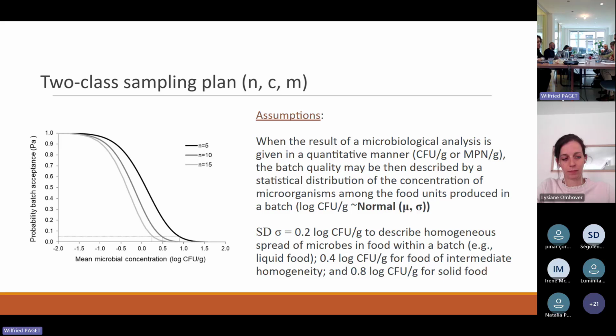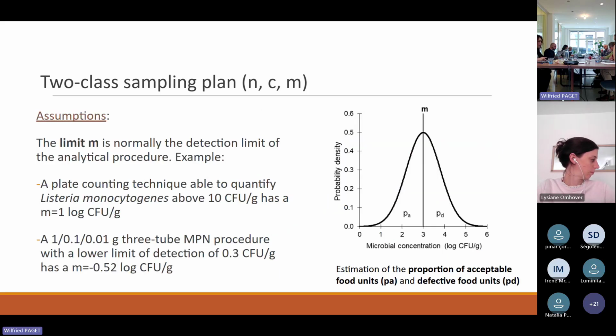Okay, you have to have data to determine that, or you can assume according to how homogeneously the microorganisms are spread in the lot. So normally when the food is liquid, for example milk, you can assume a sigma of 0.2. If the food is of intermediate homogeneity, you can use 0.4. Imagine now you're working with meat carcasses, then you can assume that your standard deviation is between 0.8 and 1. So if you go for 1, you are assuming that your bacteria are highly clustered.